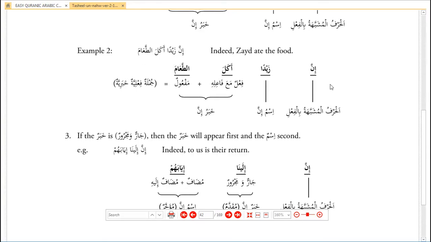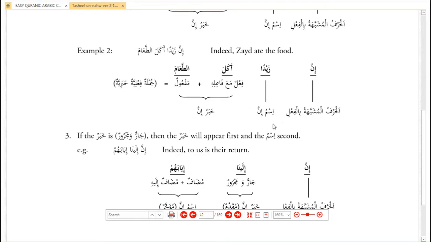If we look at tarkib, inna is huruf mushabbaha bil-fi'l. Zaydan is the ism of inna. Akala is fi'l with fa'il. Akala, he ate. So it's fi'l ma'a fa'il. Ta'ama is maf'ul. The whole sentence, fi'l, fa'il, maf'ul, is becoming a jumla fi'liyah khabariyah. We studied jumla fi'liyah. So akala ta'ama is becoming the khabar of inna.